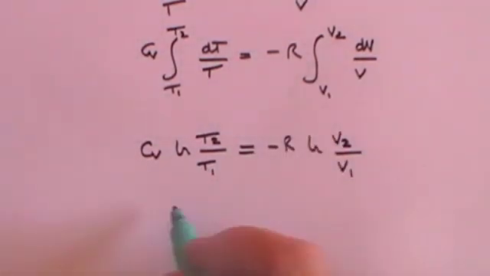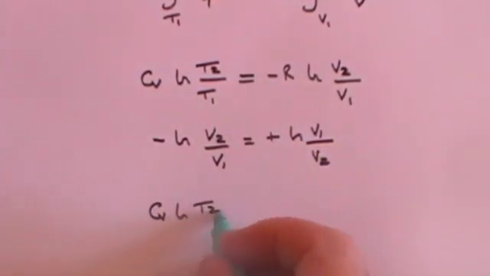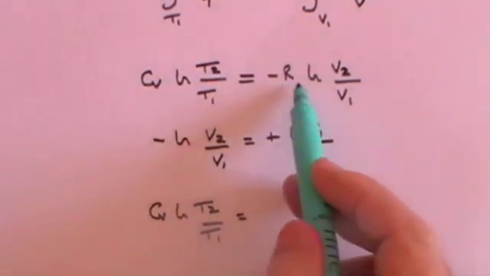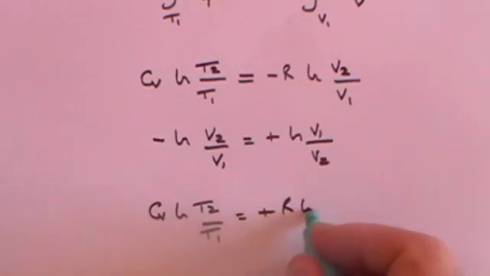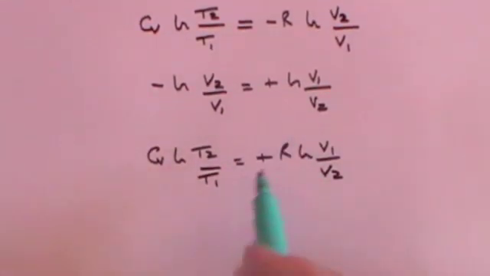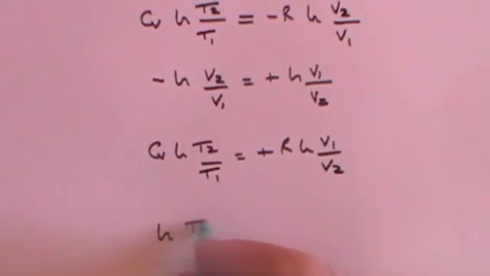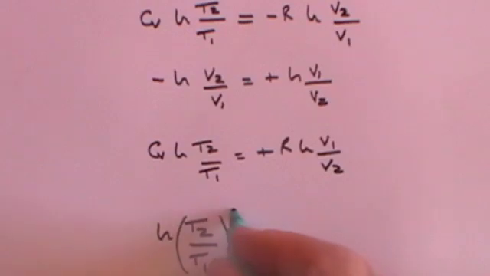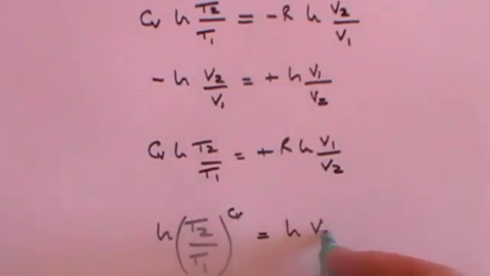And you should know that mathematically minus the log of V2 over V1 is equal to plus the log of V1 over V2. And consequently, this term here, Cv log of T2 over T1, equals not minus R log V2 over V1, but plus R log V1 over V2. What you can also do is to take the term in front of the log and put it up as the exponent. They are the same thing, that's what logs do. So now we have that the log of T2 over T1 all to the power Cv is equal to the log of V1 over V2 all to the power R.